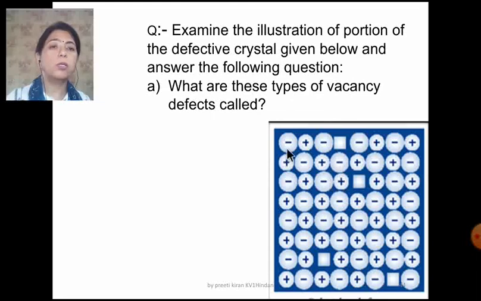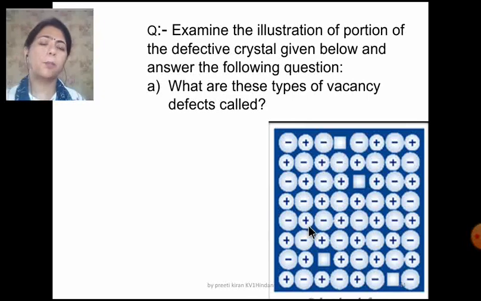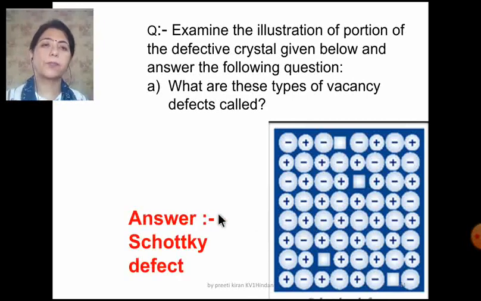Now just see here, here the cation is missing. Here everything is there. Here an anion is missing. And then just look here again and you will see again there is an anion missing and here a cation missing. So the cations and anions in equal number are missing and nothing is there in the interstitial sites. So I hope your answer is clear in your mind that it is a Schottky defect.